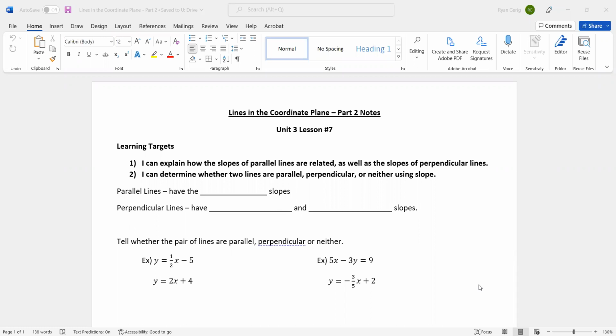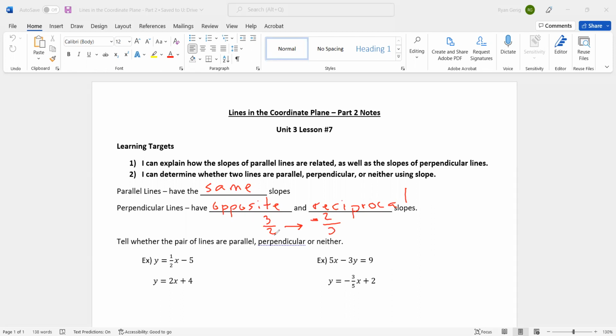All right, so parallel lines have the same slopes. You should remember that from Algebra 1. Perpendicular lines have opposite and reciprocal slopes. Okay, so what does that mean? So let's say we have 3 over 2. The opposite reciprocal of 3 over 2 would be negative 2 over 3. It's the opposite sign, and the fraction is flipped.